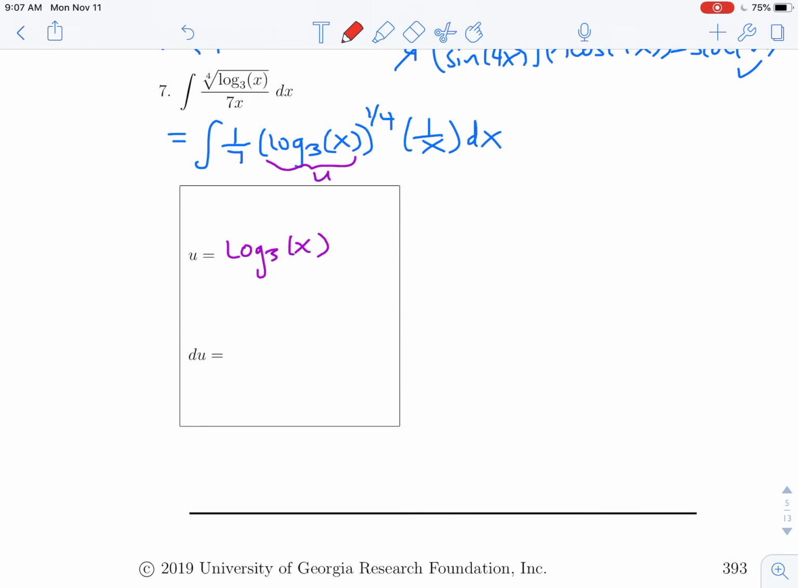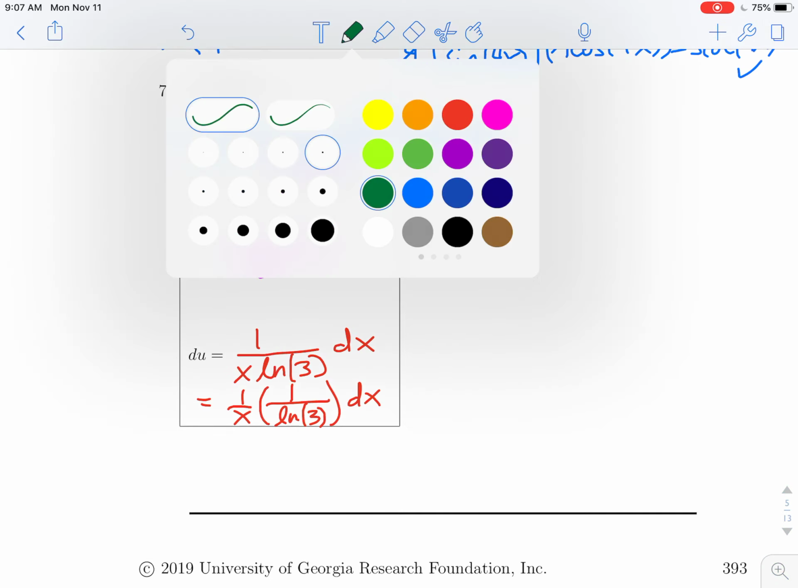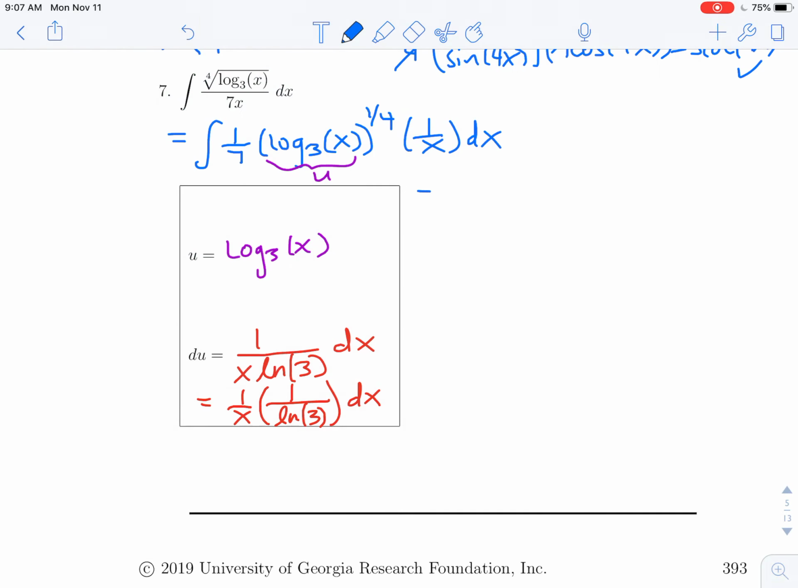So log base 3 of x, let's try it. And then du is going to be 1 over x ln 3 dx. And we almost have that. We have the 1 over x. This is the same thing as 1 over x times 1 over ln of 3 dx. So we have the 1 over x, we just don't have the 1 over ln of 3. So let's work on this a little bit.